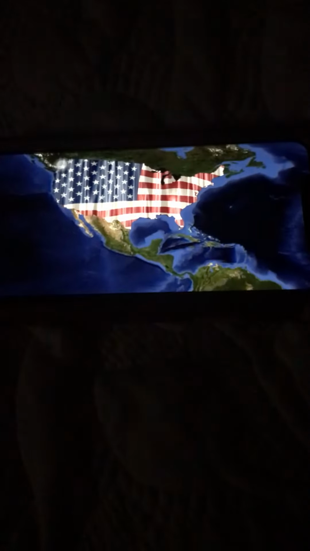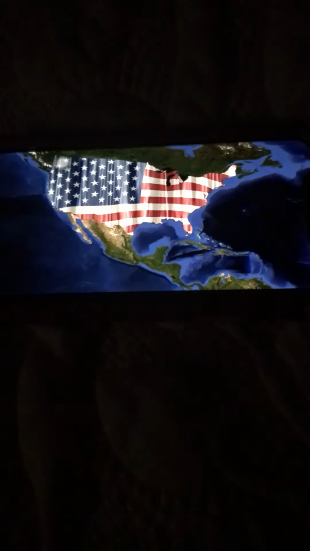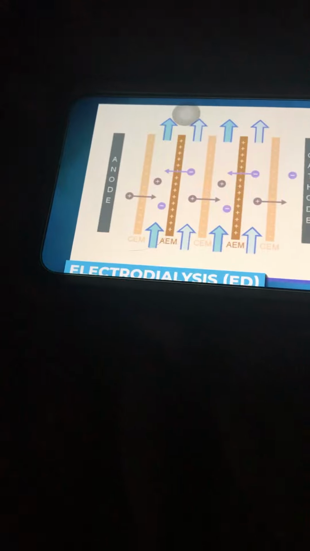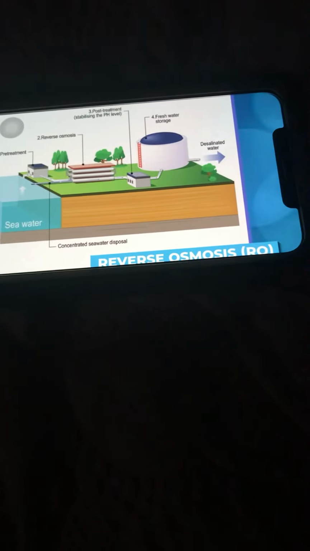Membrane distillation technology is mainly used in the United States. This system treats feed water using a pressure gradient to force water across the membrane. The three main membrane processes are electrodialysis, ED, electrodialysis reversal, EDR, and reverse osmosis, RO. Types of thermal technologies. Number 1.